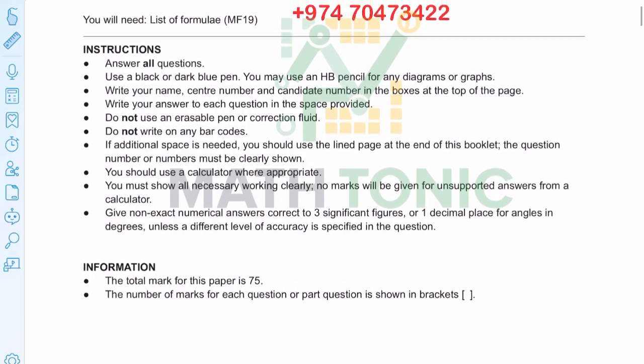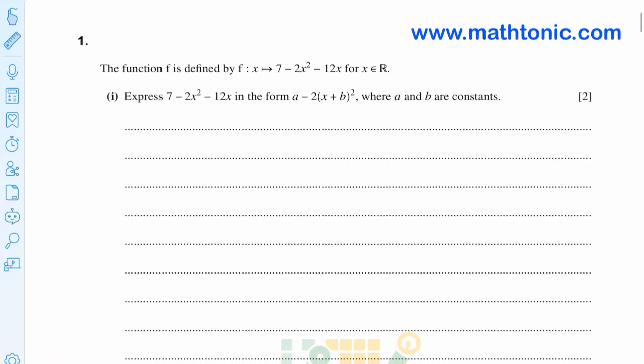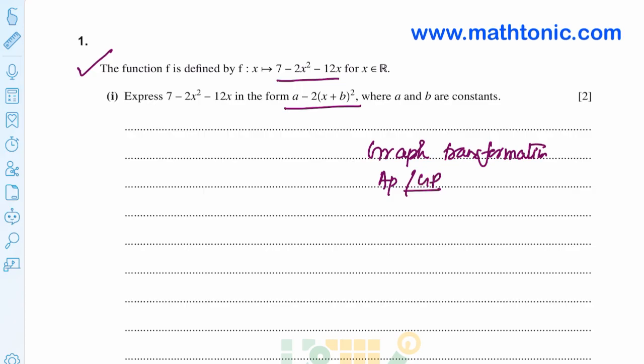We can expect questions like this, the functions questions, which means how to convert a quadratic equation into a completing square format. We can expect graph transformation questions. We can expect good AP and GP questions.